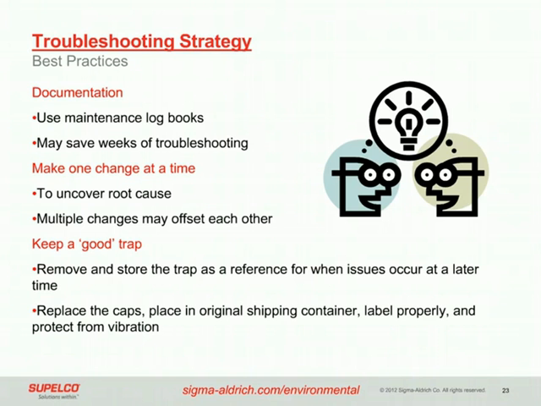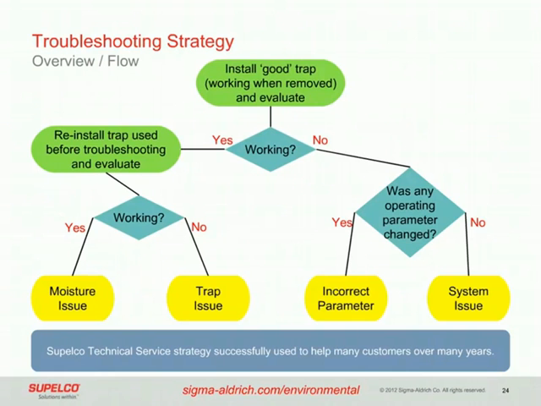And then something else that we recommend, keeping what we call a good trap. Remove and store a trap that was working when it was removed as a reference for when issues occur at a later time. And with that trap, replace the caps, place it in the original shipping container, label it properly, and put it in a drawer and protect it from vibration. Vibration on a trap over time will actually start to loosen the bed. So we want to keep a good trap, stored properly. And you'll see the use of that good trap as we go through the troubleshooting flow.